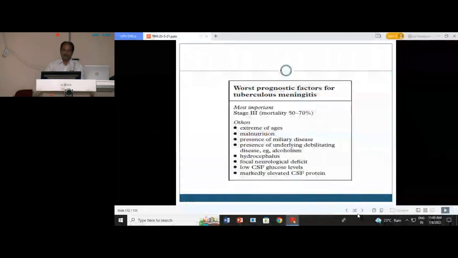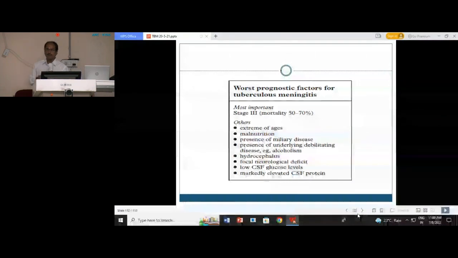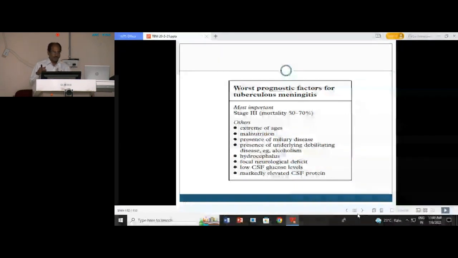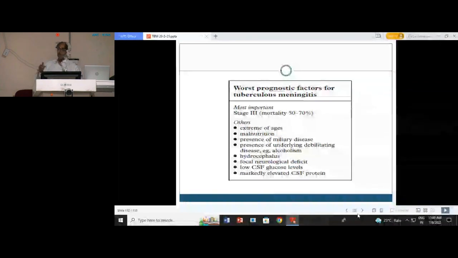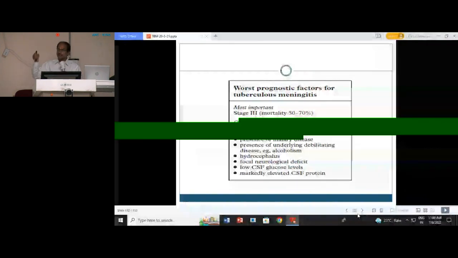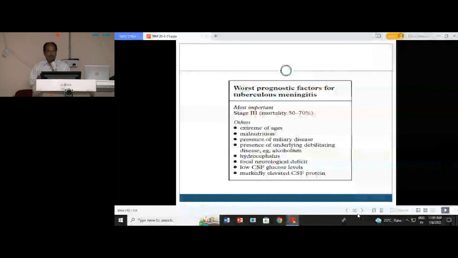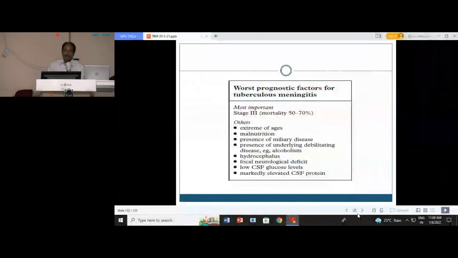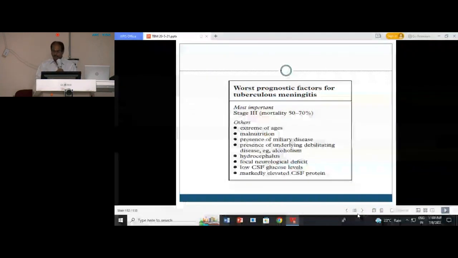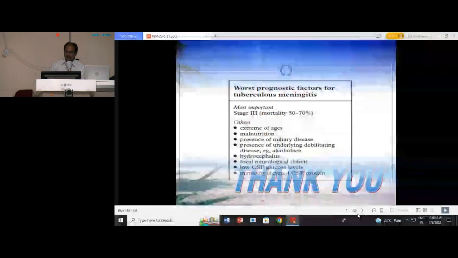Other things are extremes of age. Both infants and old people, the condition may worsen and you may lose the patient. Malnutrition, presence of meningeal disease. In chest X-ray, if you see miliary TB, again worse prognosis. Hydrocephalus, focal neurological deficit, low CSF glucose, again worse prognostic factors, and markedly elevated CSF protein. These are the poor prognostic factors of tuberculous meningitis. Thank you very much for your patient listening. Thank you.